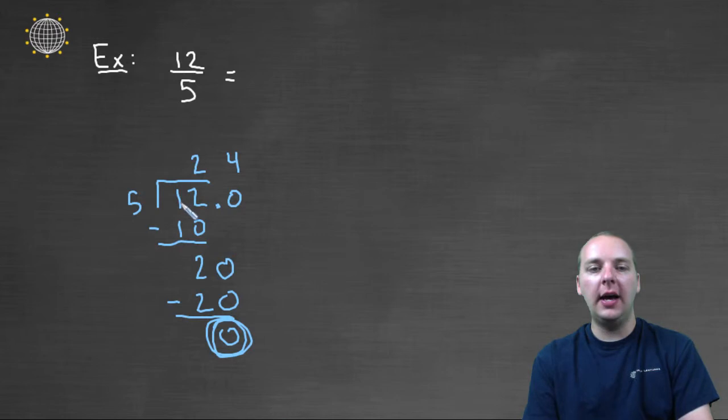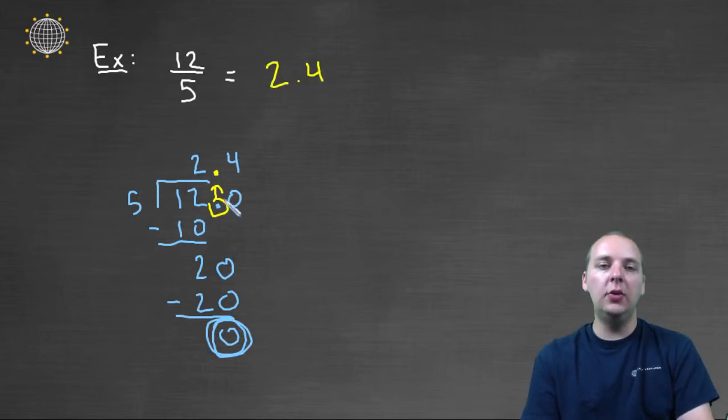So now, what's our final answer? Well, here we had 12.0. We're going to carry this decimal up to the quotient. So 12 divided by 5, or 12 fifths, is the same as the decimal 2.4. So you include as many zeros after the decimal place as you need. You do long division, and then you place your decimal place appropriately.